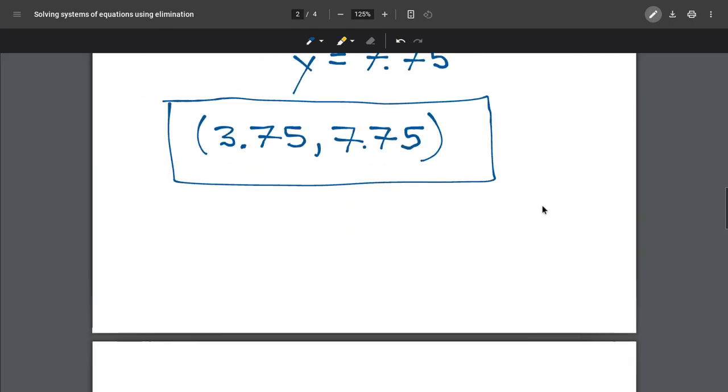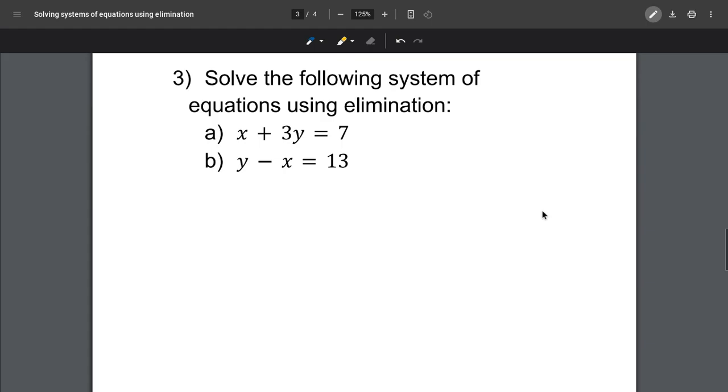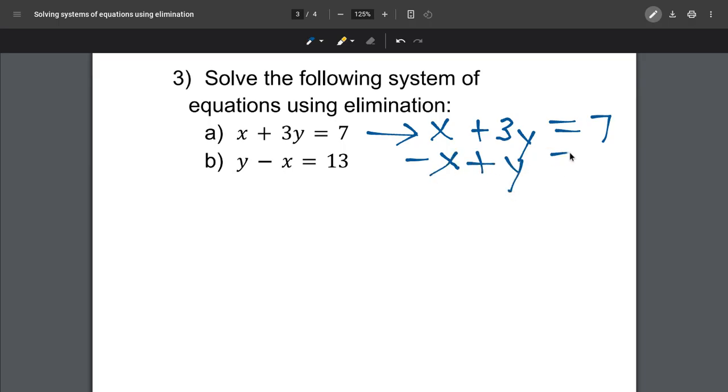Okay, let's try another one. All right, this next one, we have x plus 3y equals 7, and y minus x equals 13. And the thing you'll want to notice here is the y is before the x, so we can just rearrange the bottom equation while keeping the top one the same. So I'm going to have x plus 3y equals 7. We'll keep the top one the same. And I'm going to rewrite the bottom one as negative x plus y equals 13.